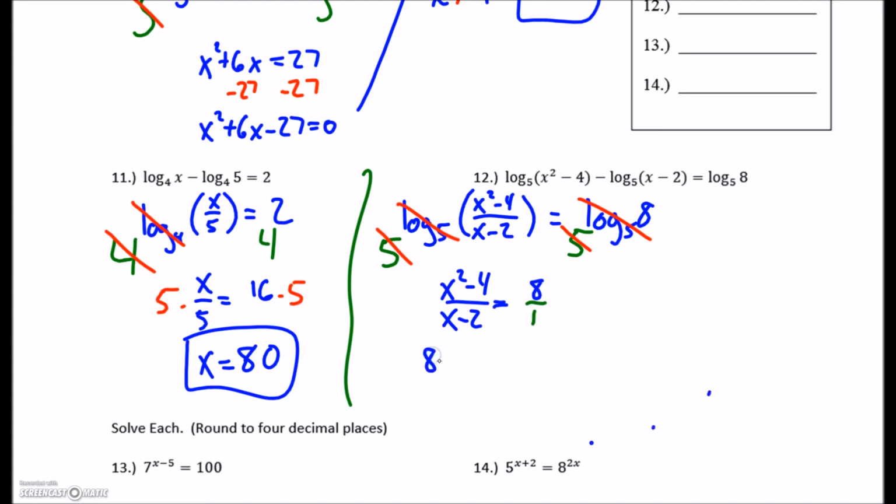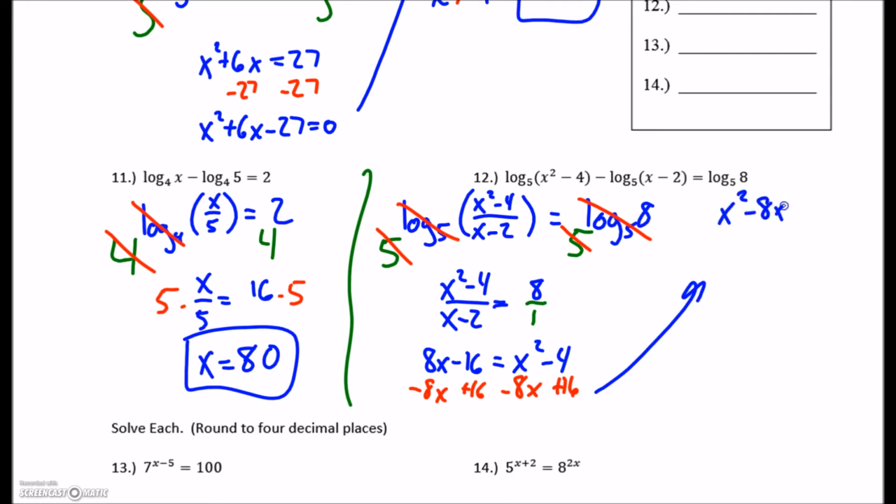So I cross multiply, I get 8x minus 16 equals x squared minus 4. I got to get everything on the same side of the equation, so I'm going to subtract the 8x and I'm going to add the 16. And so what happens here, let me rewrite this guy up here, that's going to be x squared minus 8x plus 12 equals 0. Now I'm just going to try solving this thing by factoring. So I build a bridge, two numbers that multiply to a positive 12 but add to a negative 8. Looks like it's going to be a negative 6 and a negative 2. So x minus 6 and x minus 2 equals 0.